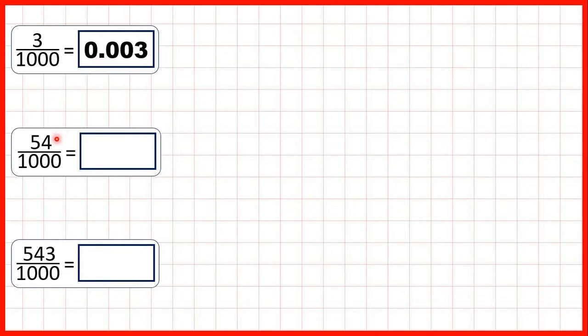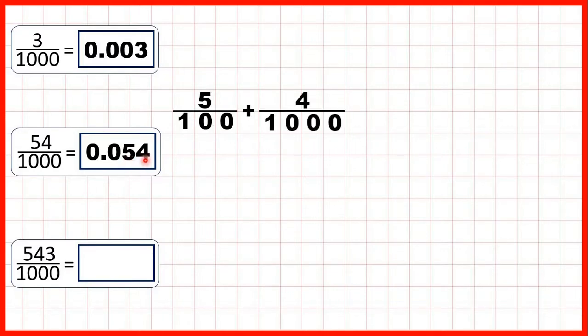Now let's take a closer look at 54 thousandths. That was 0.054, but here you'll notice that the 5 is written in our hundredths column, and only the 4 is in our thousandths. 5 hundredths is equivalent to 50 thousandths.